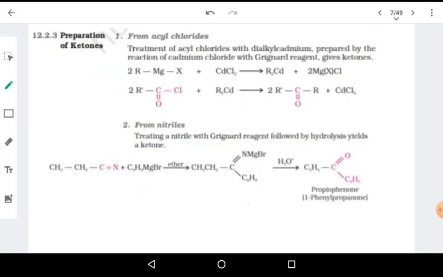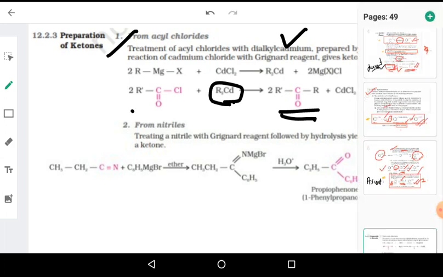So now let us move on to the preparation of ketones. When we talk about the preparation of ketones, the first one is from acyl chloride. So acyl chloride is treated with R2Cd. Now what is R2Cd? Dialkyl cadmium. So if we treat it with dialkyl cadmium, we will get a ketone. How? CdCl2 is removed. You have to take two molecules of this one. I will write a reaction.